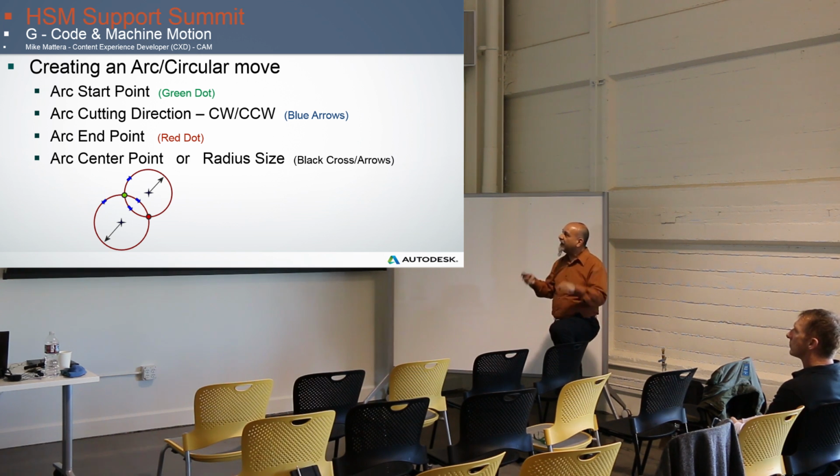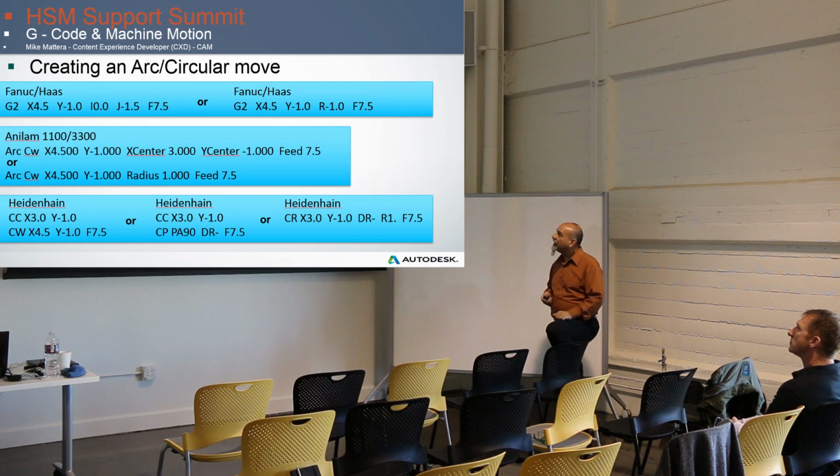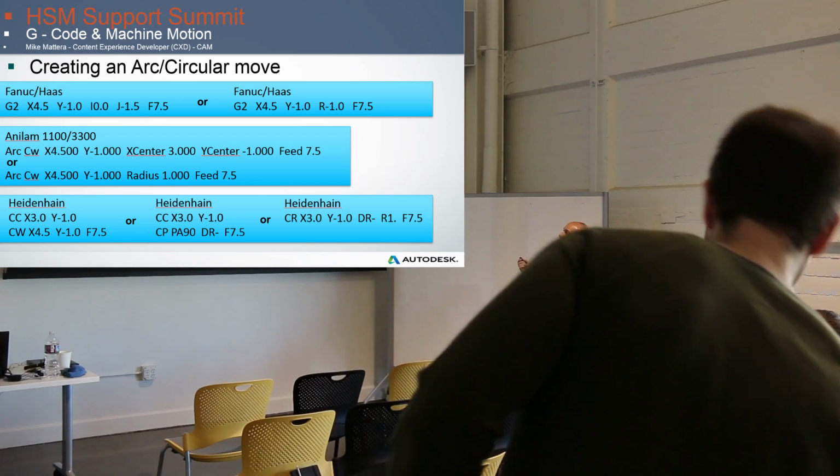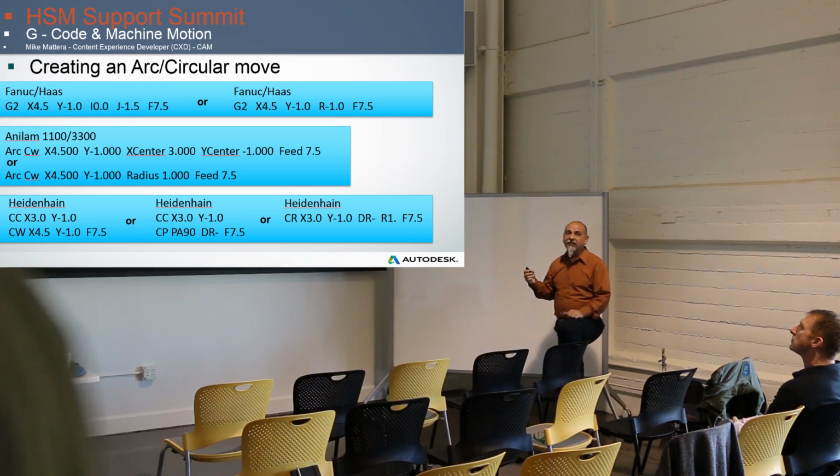But we can narrow that down by specifying a direction and also specifying a center point. With the center, we can either tell it the center or the actual radius that we want to create between those 2 points. And that narrows it down enough that the control knows what we're talking about. So here's an example of creating arcs the same way for a variety of controls.